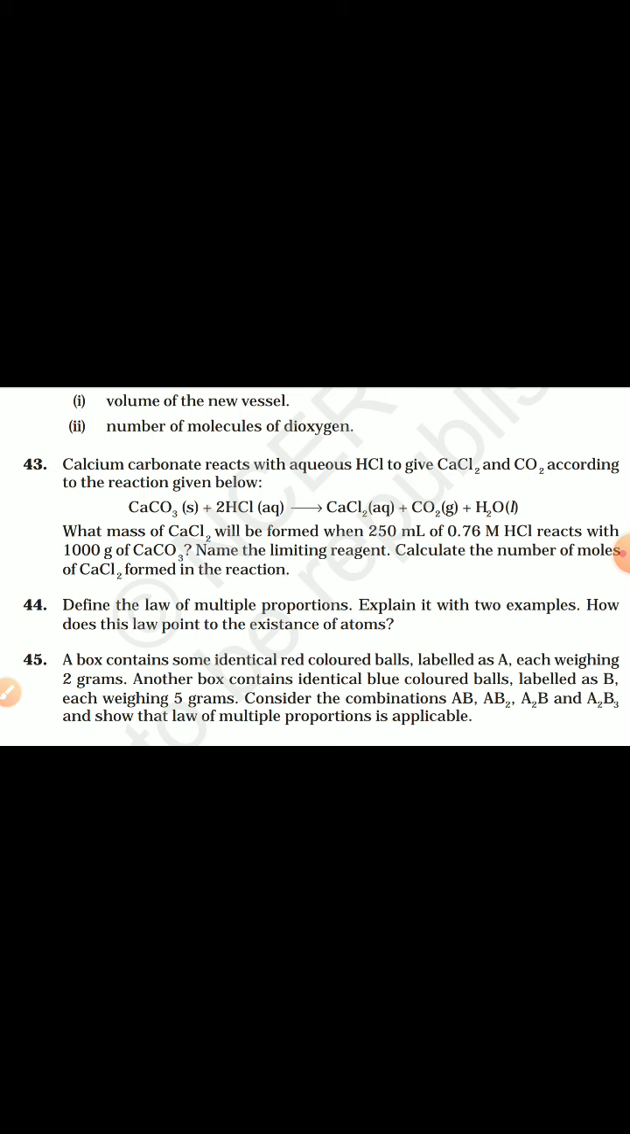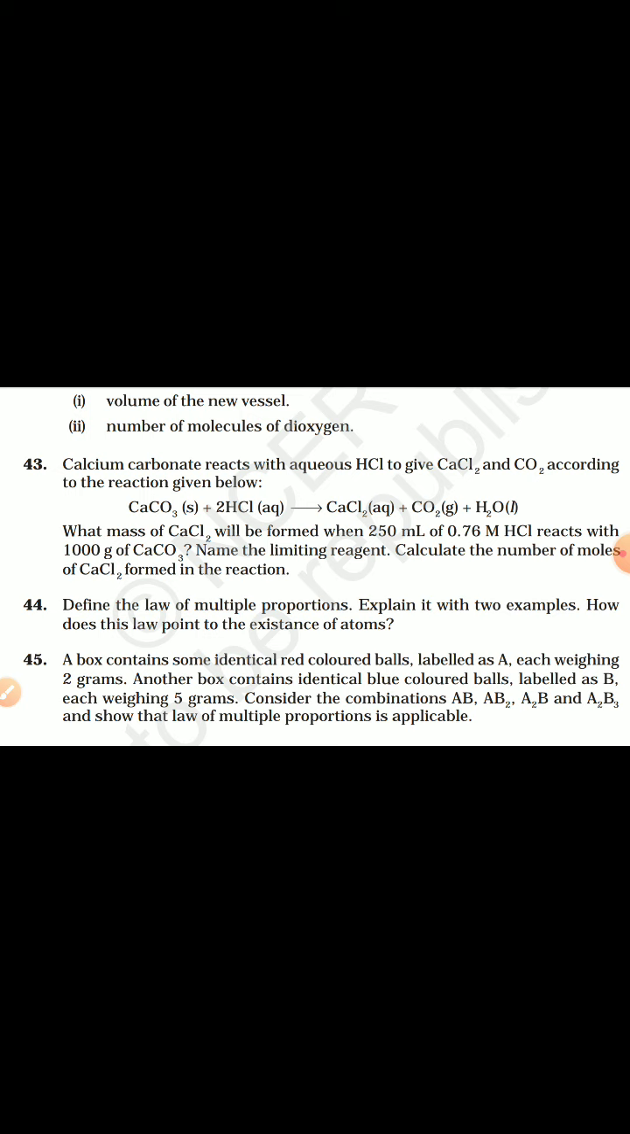Okay, the mass of the calcium carbonate is 1000 grams. 1000 grams means 1 kilogram. So here the number of moles of calcium carbonate मुझे फाइंड आउट करना है. तो कैल्शियम कार्बोनेट का मोलिकुलर मास फाइंड आउट करना होगा. तो कैल्शियम कार्बोनेट का मोलिकुलर मास है 100. तो 1000 डिवाइडेड बाय 100, that is equal to 10 moles. So here 10 moles of calcium carbonate is there.